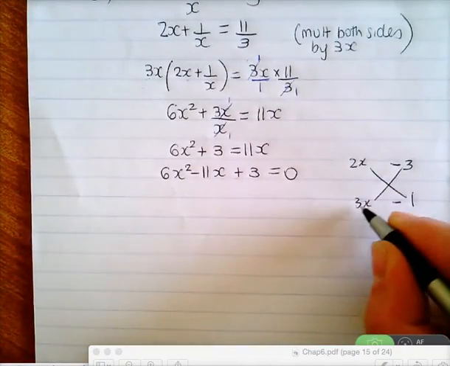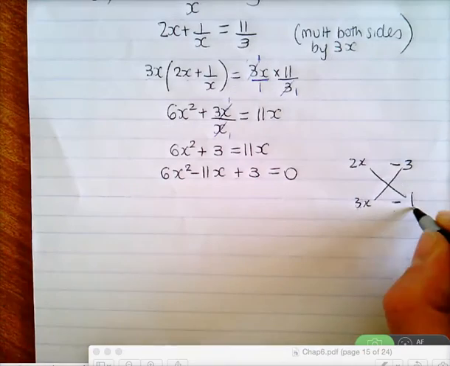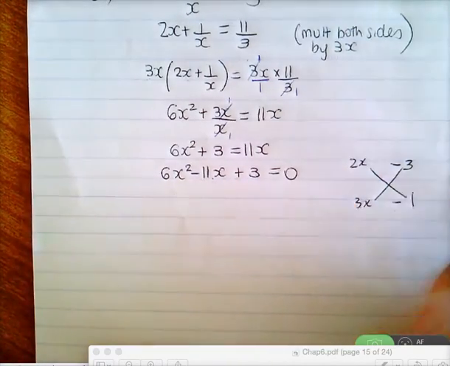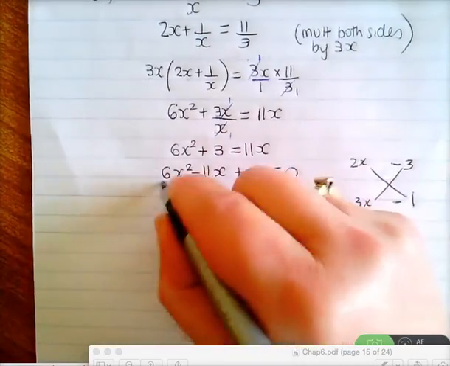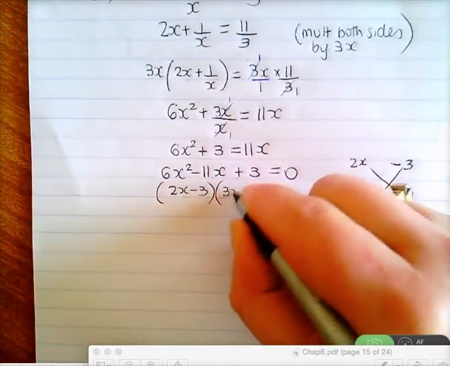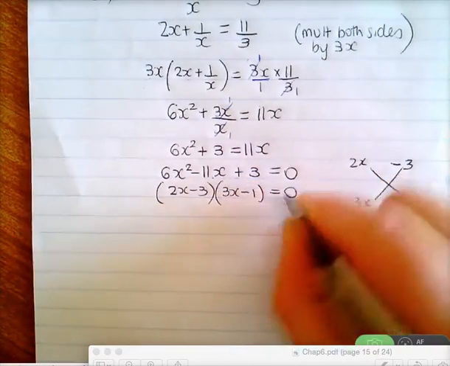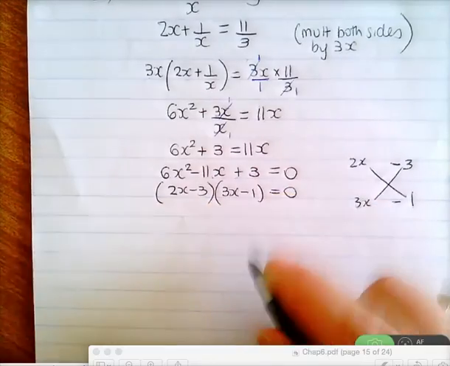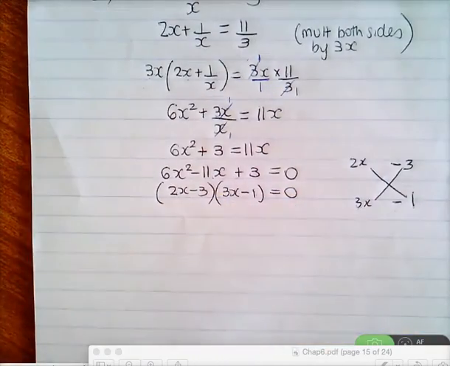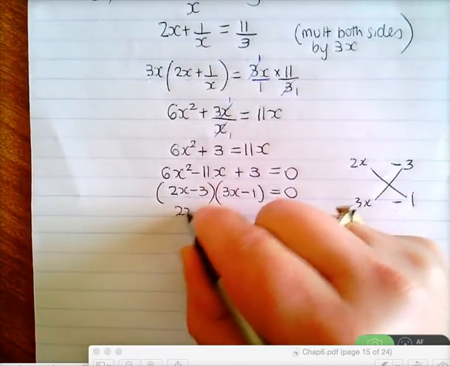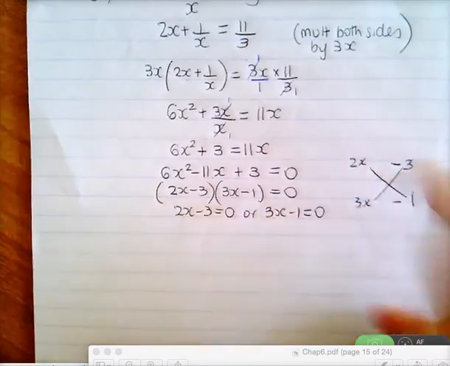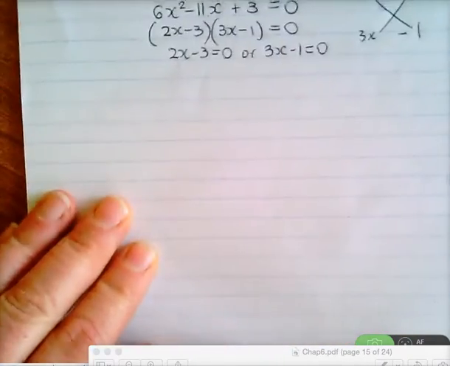So I've got, see, 3 times 3 is 9 and 2 times 1 is 2, and that can give me 11. 9 and 2 can make 11. So this is what I think it is, but I'm going to check it, okay? Now let's just double check. We've got 6x squared minus 2x minus 9x. That gives me minus 11x plus 3. So that's correct. So therefore 2x minus 3 is 0, or 3x minus 1 is 0, which means what?